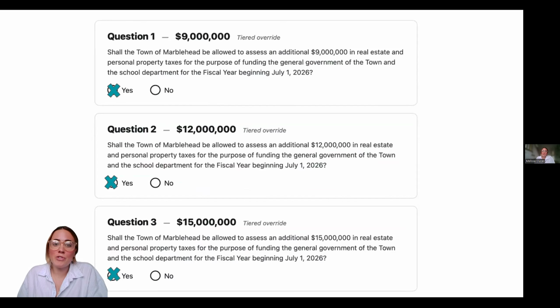I like this three-tier structure because it offers our town voters a choice, and I believe that the $15 million override best supports the town we love and puts Marblehead on a stronger path forward.